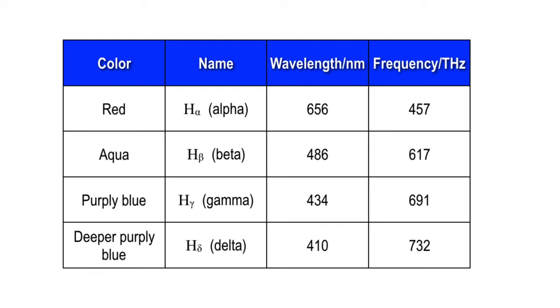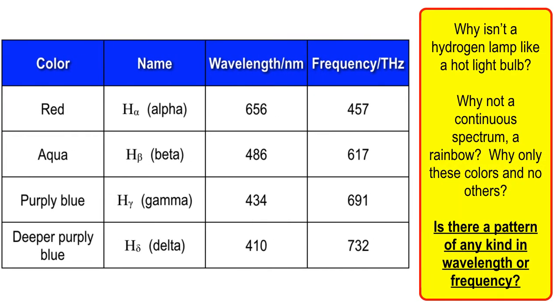So this question: why isn't the hydrogen lamp like a hot light bulb? A hot light bulb gives a continuous spectrum. Pure hydrogen in a glass tube, zapped with high voltage, gives only these four colors in the visible. So why don't we get a continuous rainbow?